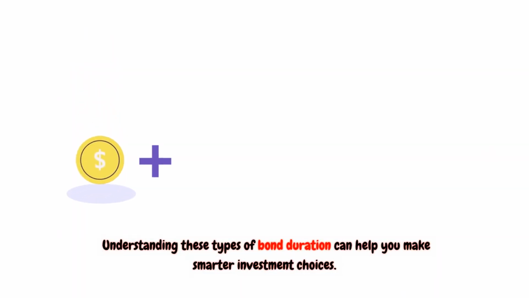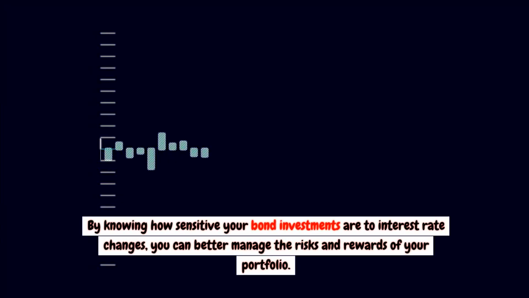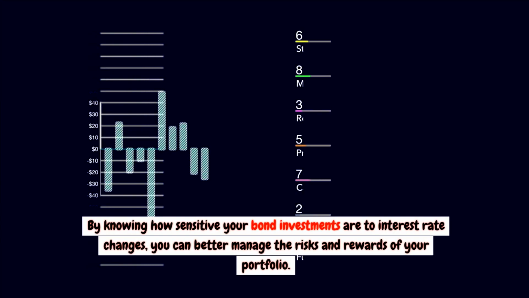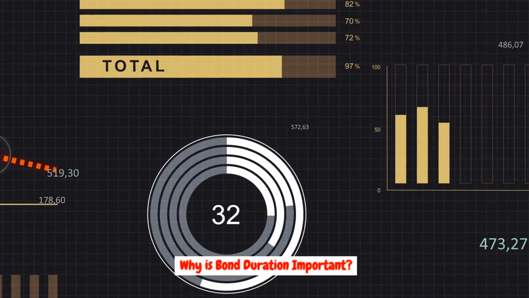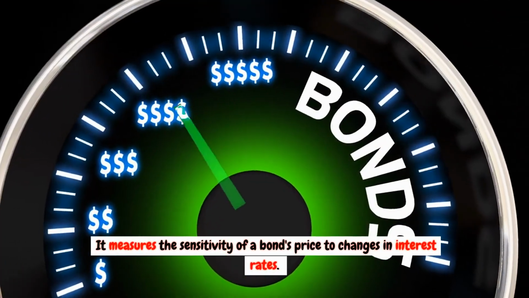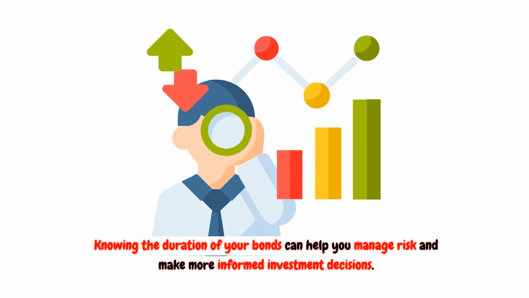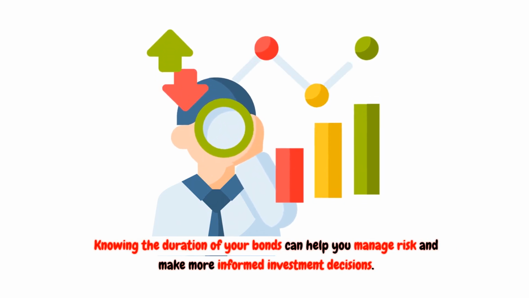Understanding these types of bond duration can help you make smarter investment choices. By knowing how sensitive your bond investments are to interest rate changes, you can better manage the risks and rewards of your portfolio. Why is bond duration important? Bond duration is a crucial concept that every bond investor should understand. It measures the sensitivity of a bond's price to changes in interest rates. Knowing the duration of your bonds can help you manage risk and make more informed investment decisions.